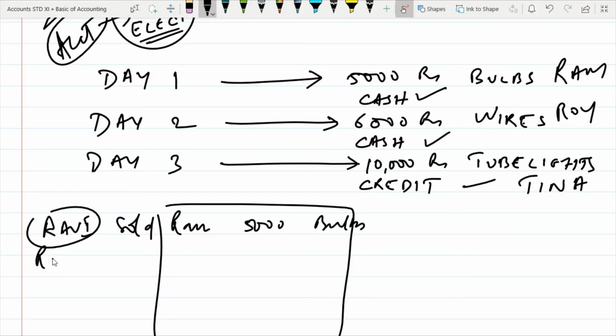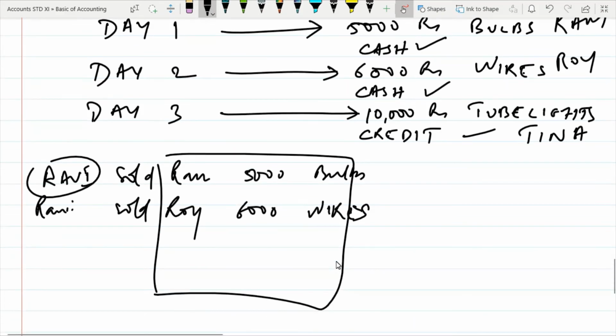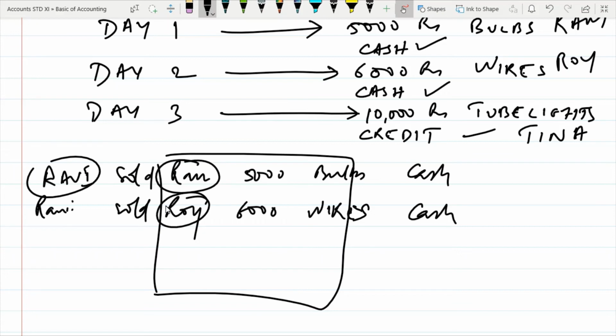So again, you would say, Ravi sold, say, to Roy, goods worth rupees 6,000, and here wires. Now, if you look at this, these are both cash transactions, correct? So here in this case, do you require this person's name also? Is it important? What is important here is that you sold worth rupees 5,000 and you sold bulbs, and in this case you sold wires, correct?